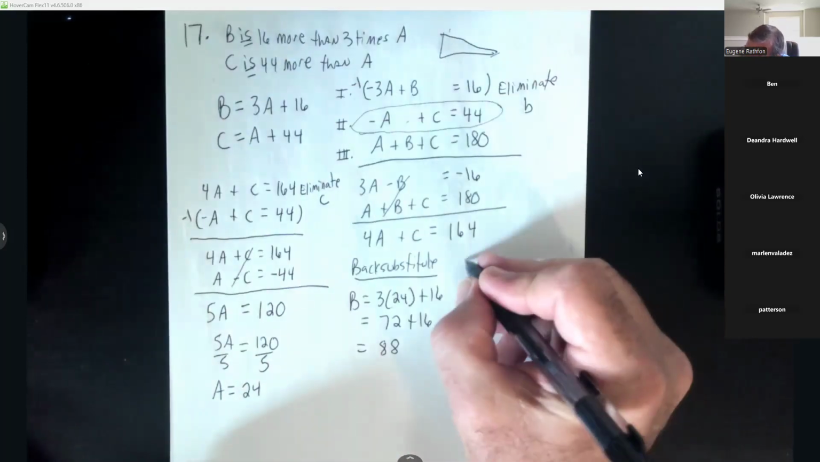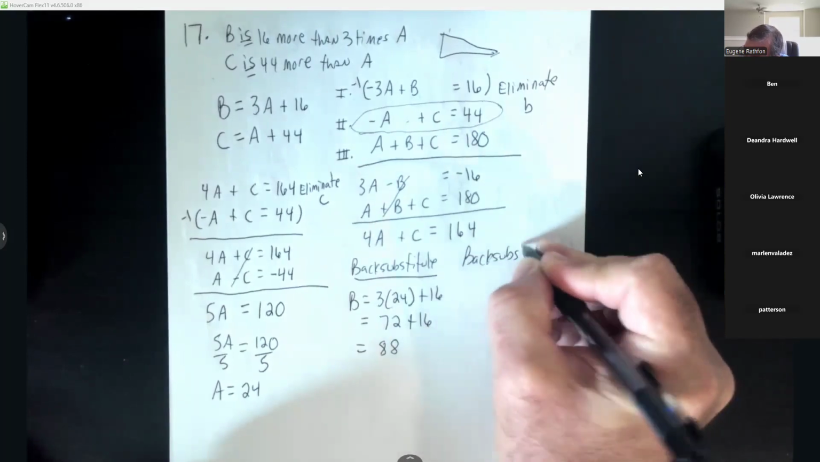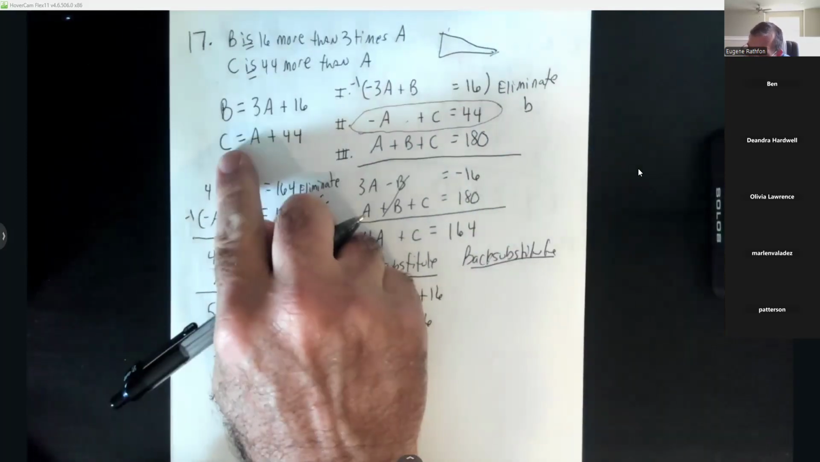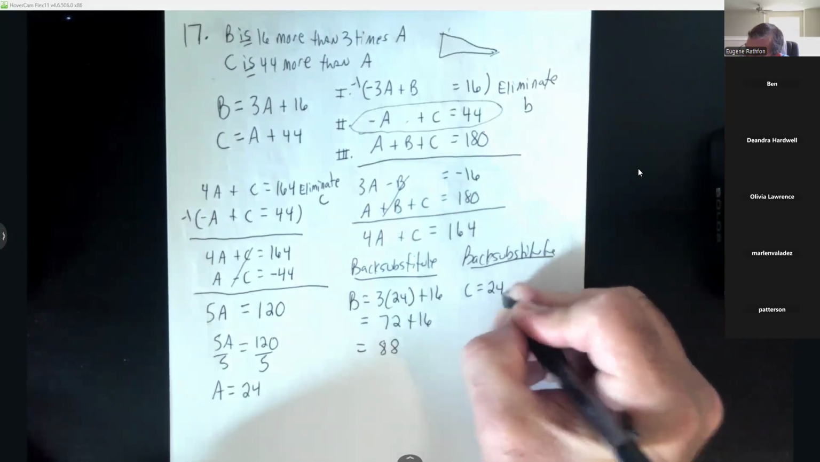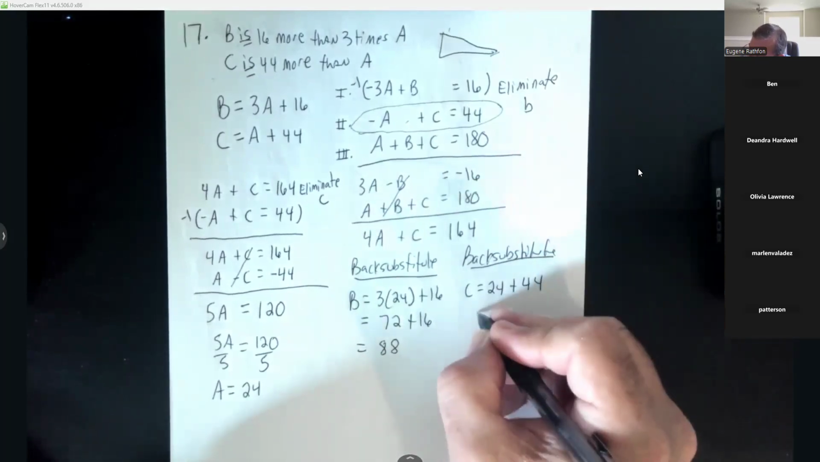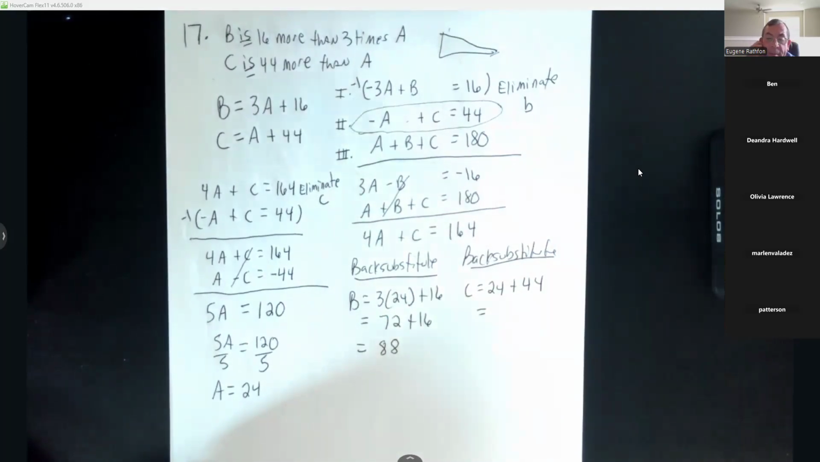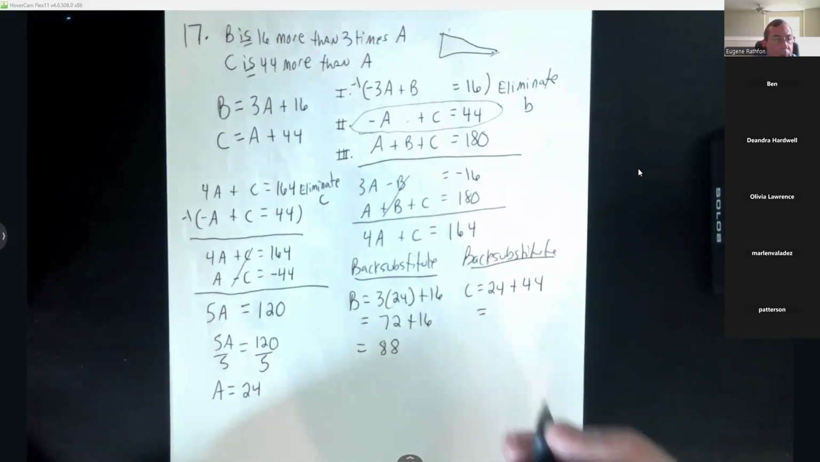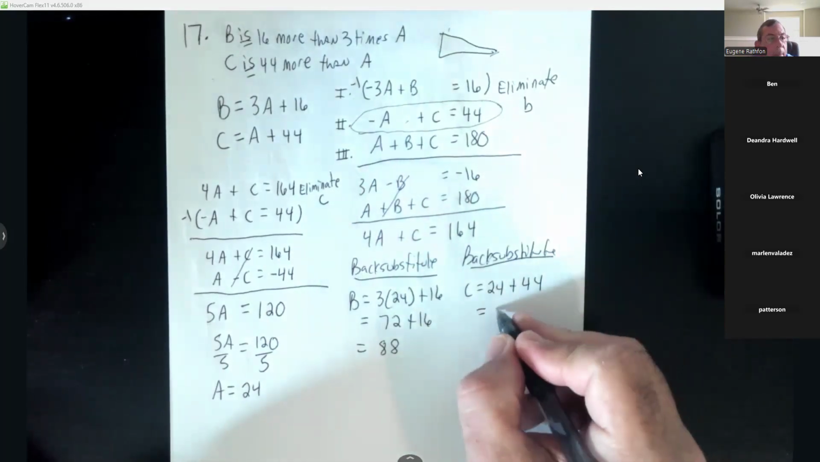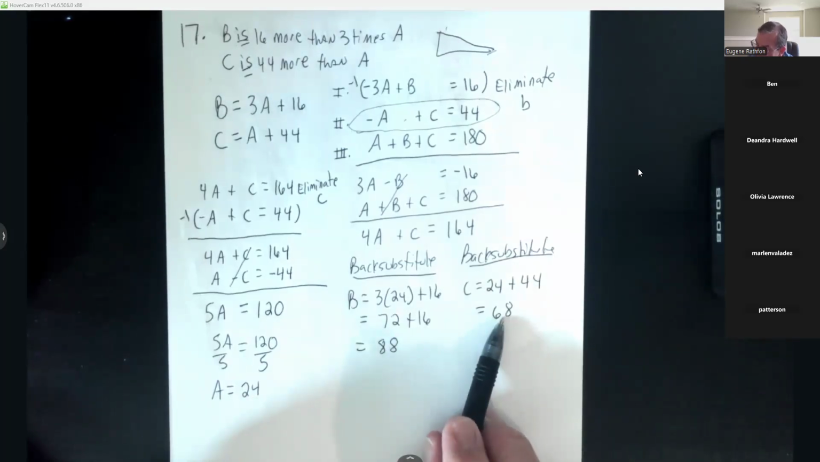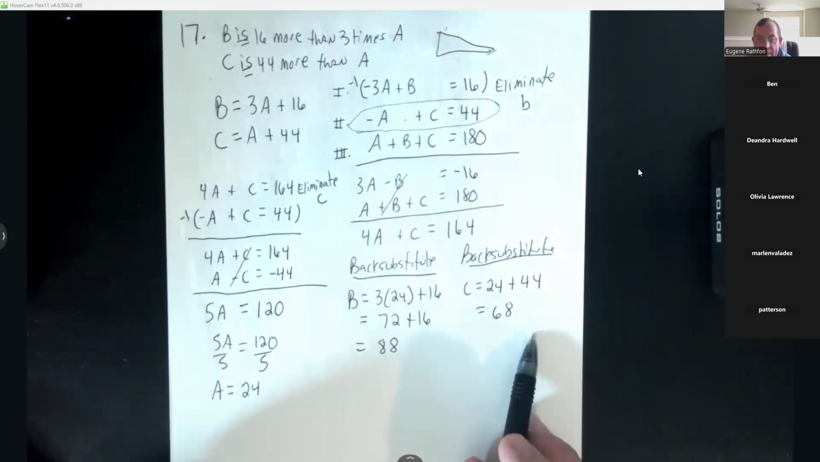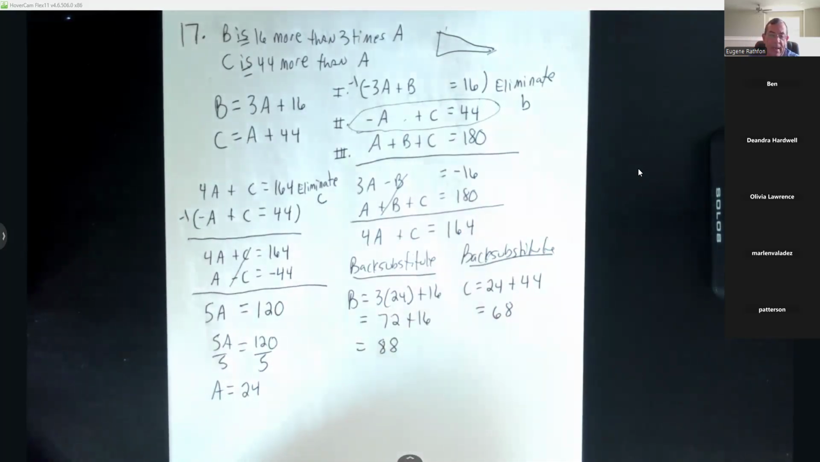Now we can get C, and I'm going to back substitute on it. Now I can use this one that says C equals A, which is 24, plus 44. All right, y'all, so add them and see what we get. And that is 68. So A is 24, B is 88, C is 68. If you add all three of them together, you should get 180.